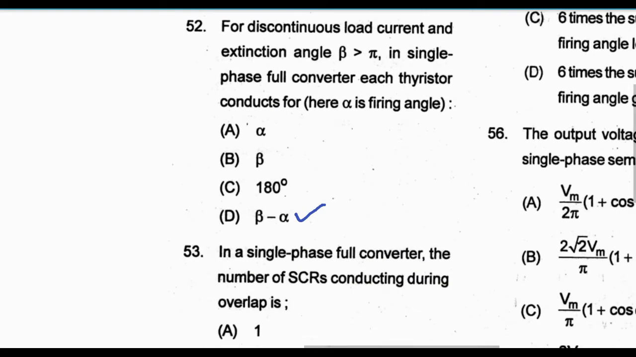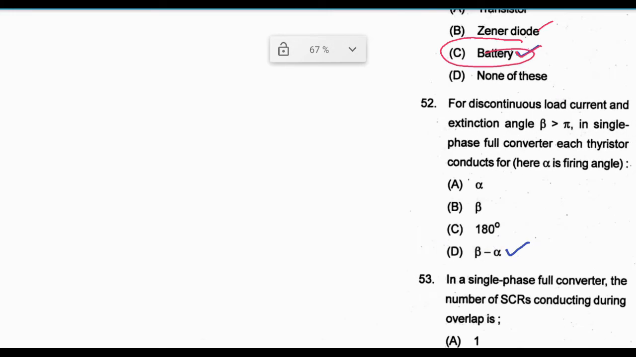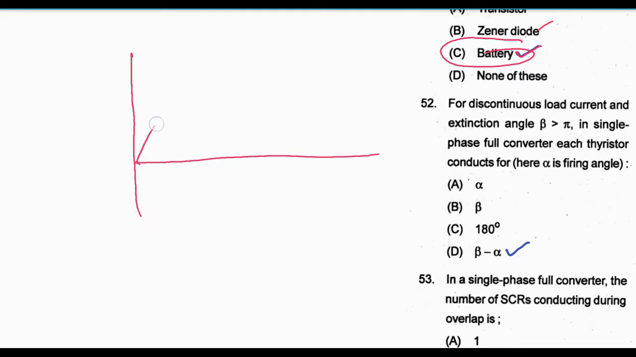Next question is, for discontinuous load current and excitation angle beta greater than pi in a single phase full converter, each thyristor conducts for beta minus alpha.